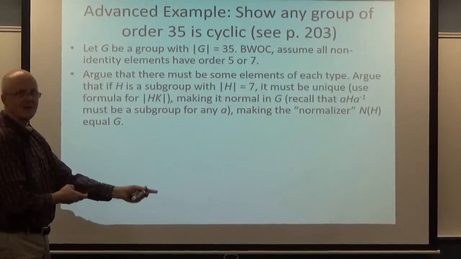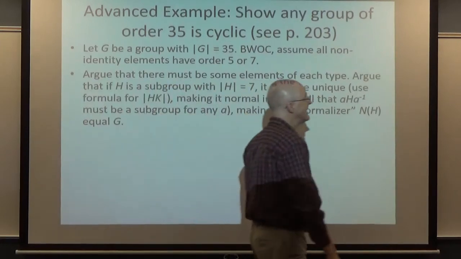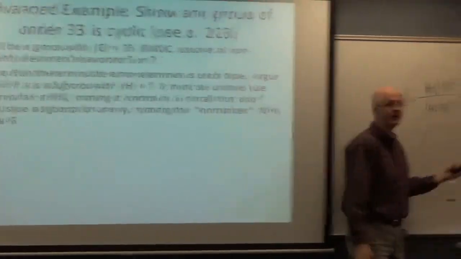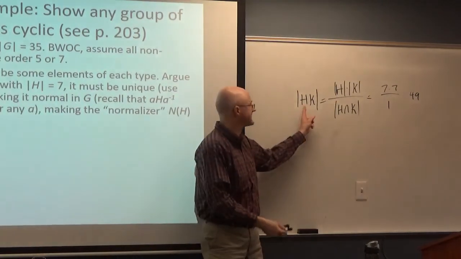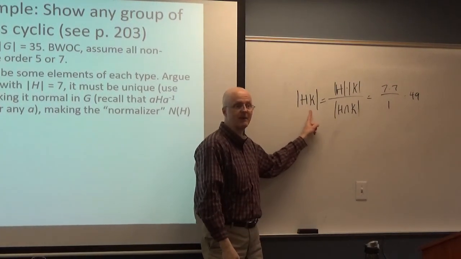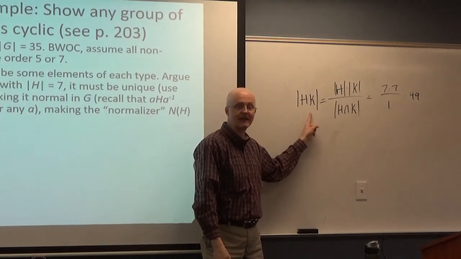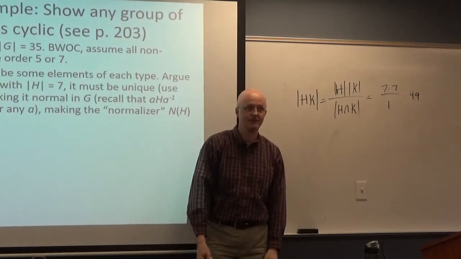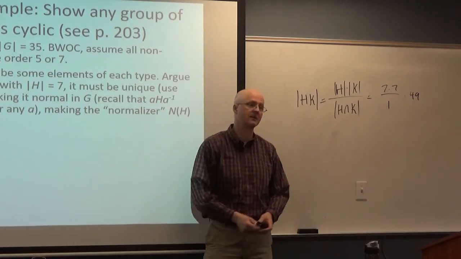Would that argument work to say there's not more than one subgroup of order 5? No, because you get 5 times 5 over 1, which is 25, and 25 is less than 35. And remember, in general, this is not necessarily a subgroup. We're just talking about the number of elements in this set. It's not necessarily something that has to divide 35. But 49 is bigger than 35, so you can't possibly have more than one subgroup of order 7.